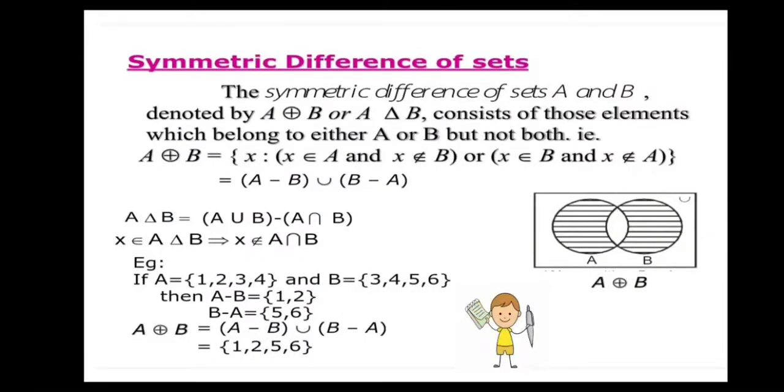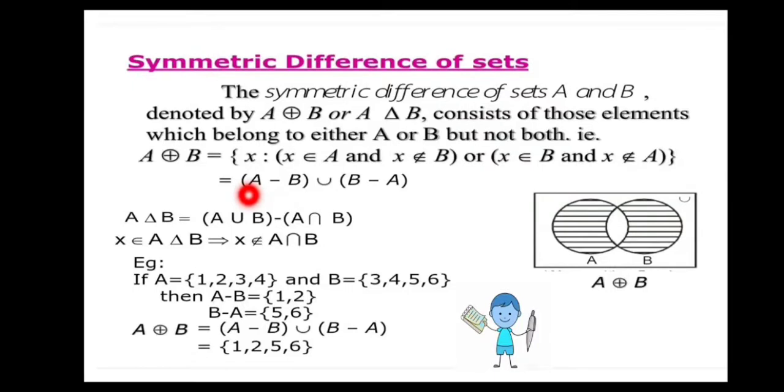Symmetric difference of sets. The symmetric difference of sets A and B, denoted by A delta B, consists of those elements which belong to either A or B, but not both. That is, we can write x belongs to A and x does not belong to B, or in the other way, x belongs to B and x does not belong to A.